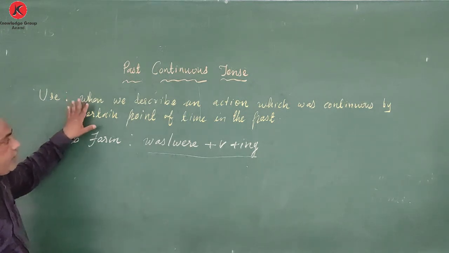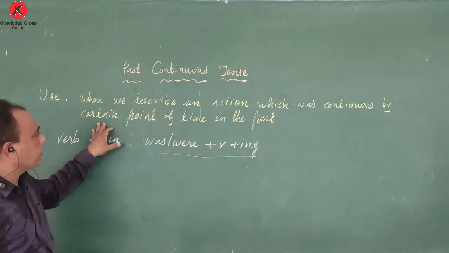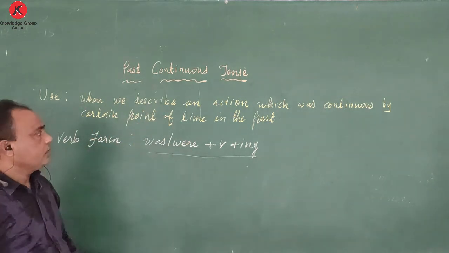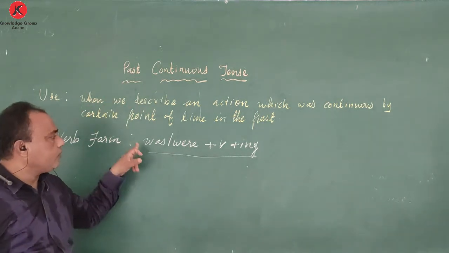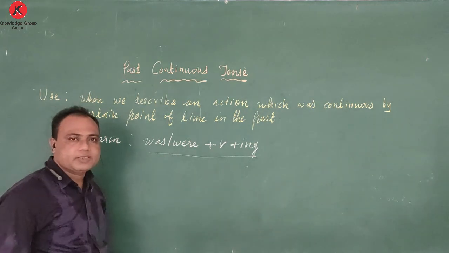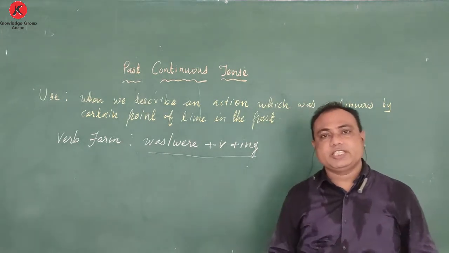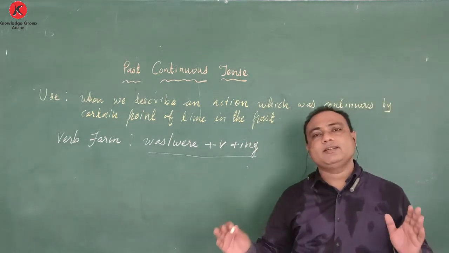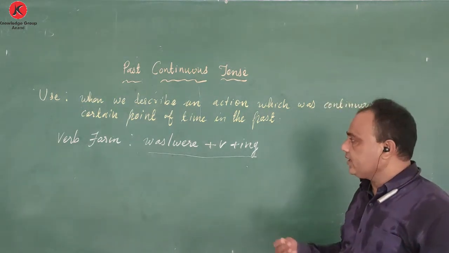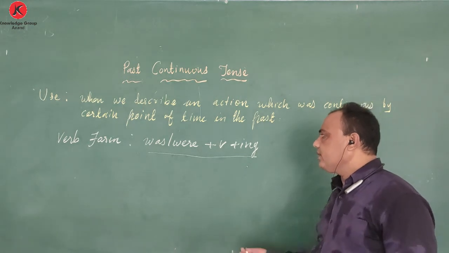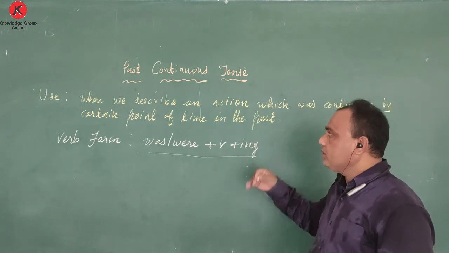Okay, so let us have a quick reading once again. When we describe an action which was continuous at a certain point of time in the past, we use this particular tense. Verb form, I have to always remember: was or were plus verb plus ing. So, are you ready now? Situation is clear, verb form is clear. Just like simple past tense, we don't have that much variation and confusion in this one.